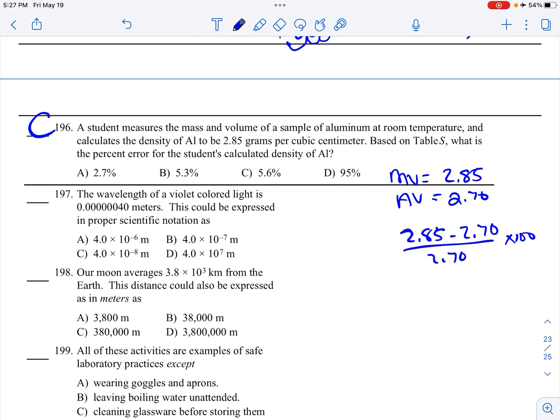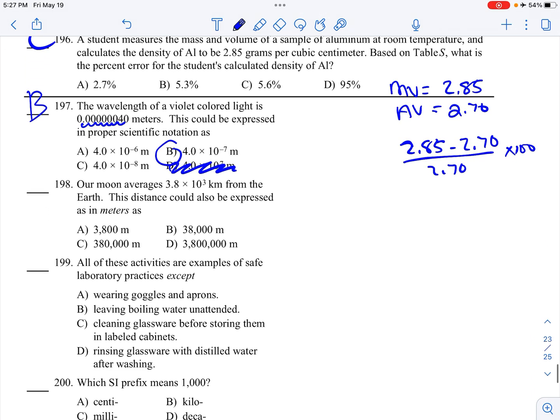The wavelength of the violet colored light is blah, blah, blah. We need scientific notation. So first of all, any number less than 1 is going to have a negative exponent. So then we're just going to move our decimal place 1, 2, 3, 4, 5, 6, 7 times. And there it is. Until you move the decimal place until you get a number that's between 1 and 10.